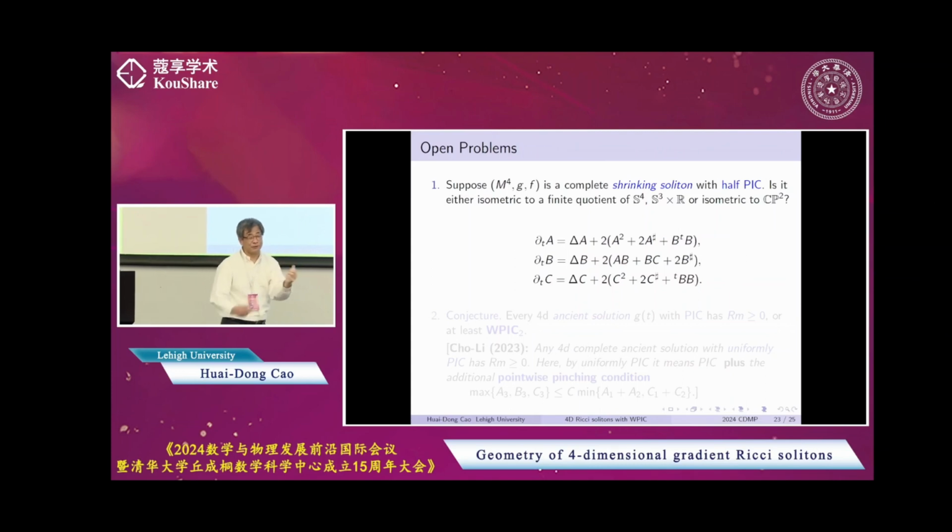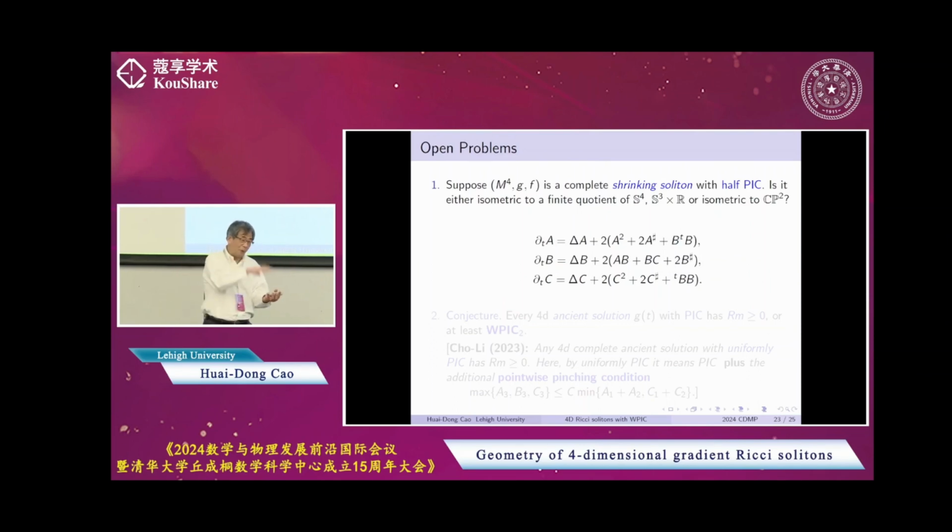However, the essential technical difficulty is that we have to understand A, B, C. The PIC condition is to control B, which is the traceless Ricci part, but if you look at the evolution equation of B, it depends not only on A but also on C. So in a half-PIC case, you only get half the control. Either you have A, or you have C, but B depends on both. So somehow you need a bridge, a relation between how you control A and C, that we don't know. That's the major technical issue.